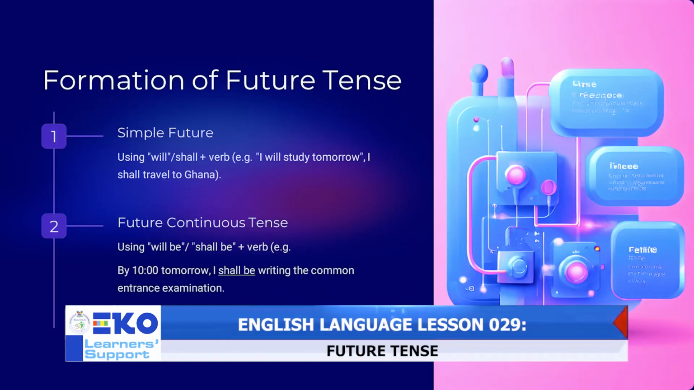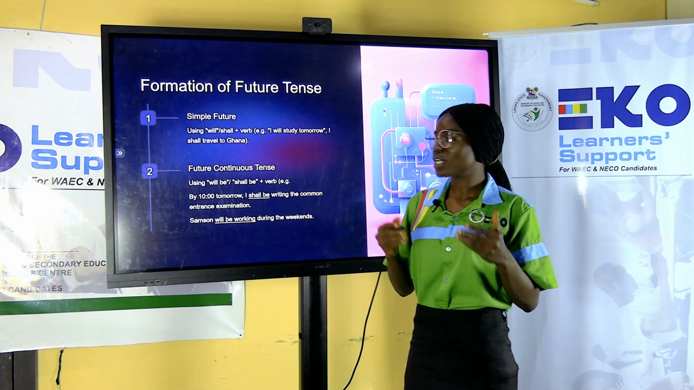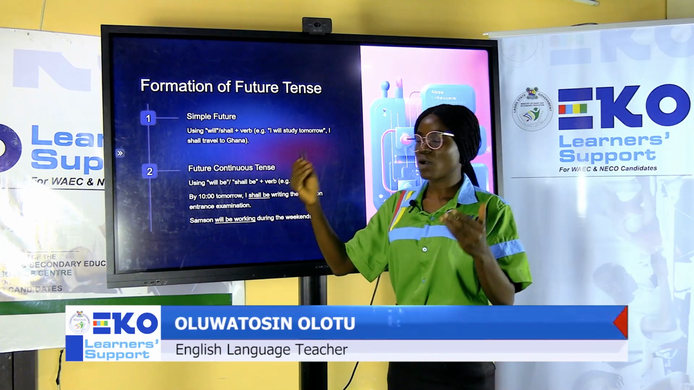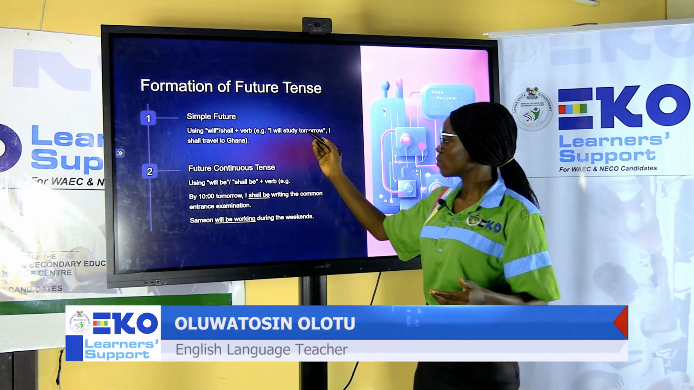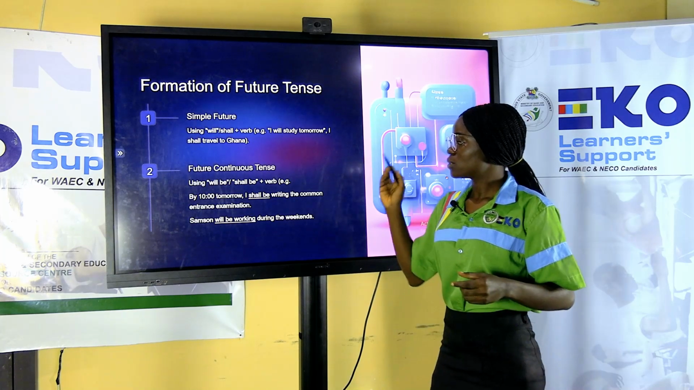When you are forming your future tense, you should use will or shall plus verb, depending on the subject you're using. For example, I will study tomorrow. I shall travel to Ghana. Take notes. To form future tense, you need will or shall plus your verb in the simple present tense. Okay? Take note of that.